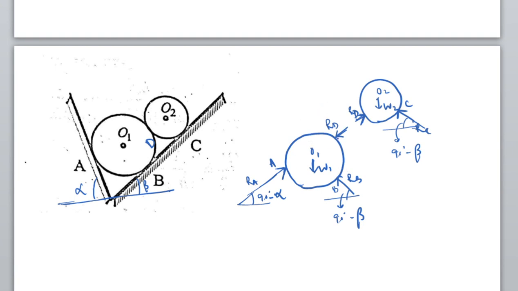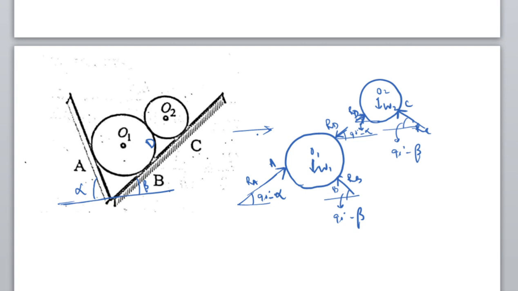Similarly, likewise, this angle will be 90 degree minus alpha, and this angle will be the same, 90 degree minus alpha. Like that we can draw the free body diagram easily.